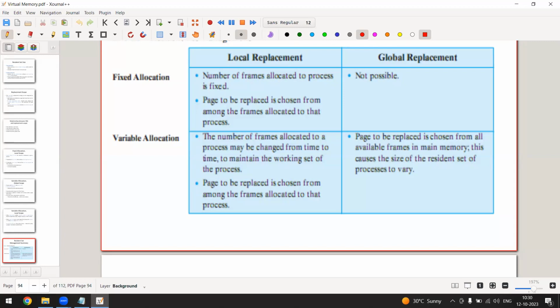The third possibility is variable allocation, global replacement. That may be better for most scenarios, because the allocation is variable. If a particular process is suffering from page faults, then it can increase its resident set size, and also the scope of replacement is global.